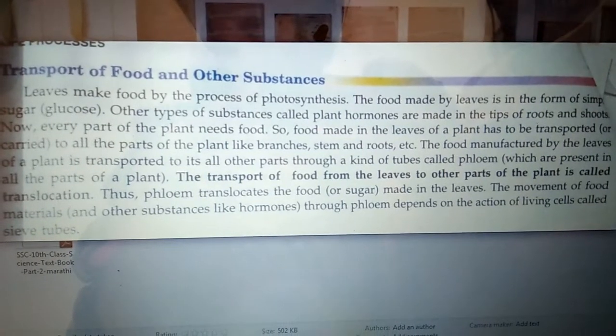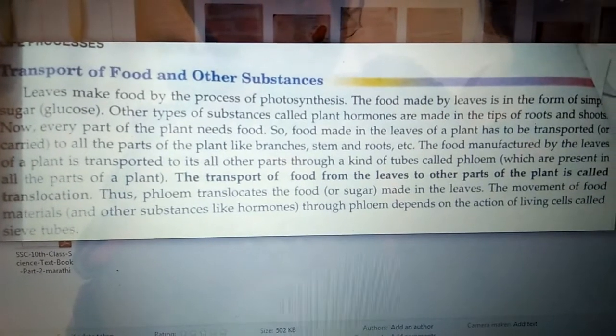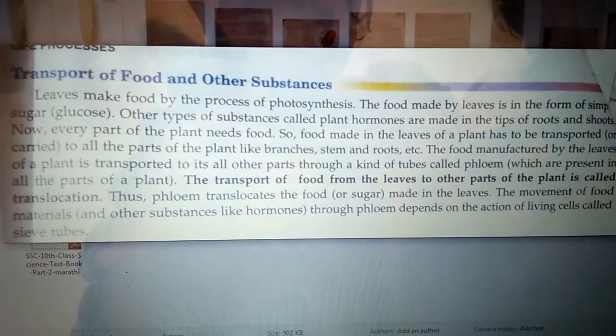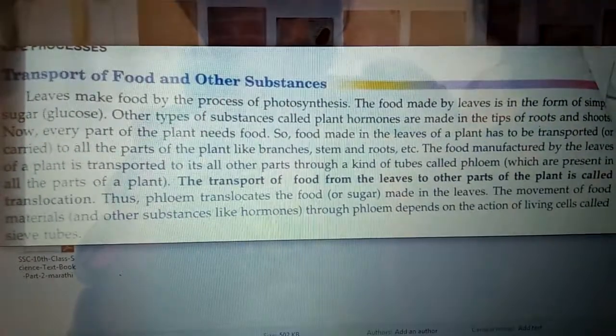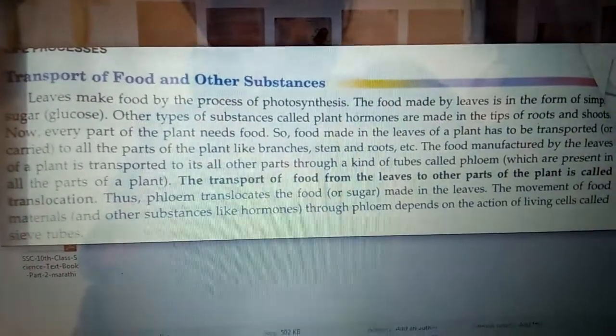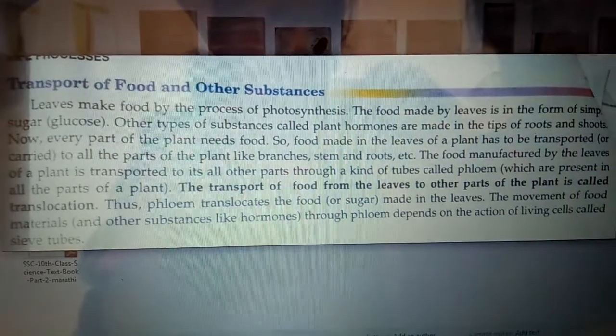Now phloem is also made up of four parts. Last year we studied that phloem is made up of four subparts. So there are sieve tubes, companion cells, phloem parenchyma, and phloem sclerenchyma. These are the four subparts of the phloem tissue. The first part of the phloem tissue is the sieve tube, and the second part is the companion cell.